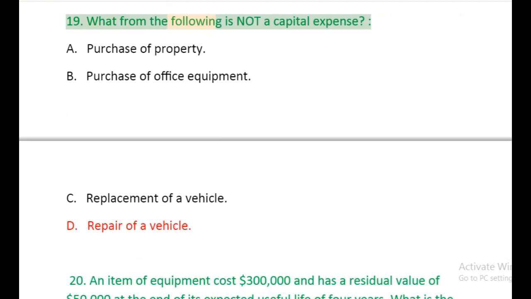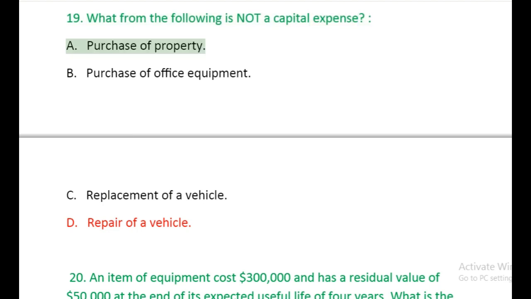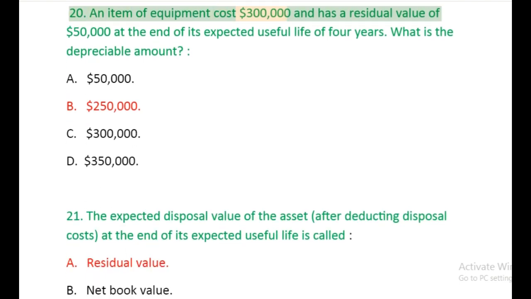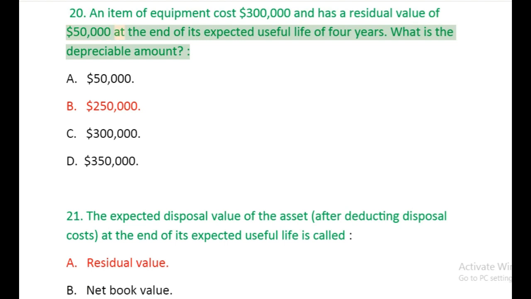19. What from the following is not a capital expense? A. Purchase of property. B. Purchase of office equipment. C. Replacement of a vehicle. D. Repair of a vehicle. 20. An item of equipment costs $300,000 and has a residual value of $50,000 at the end of its expected useful life of 4 years. What is the depreciable amount? A. $50,000. B. $250,000. C. $300,000. D. $350,000.